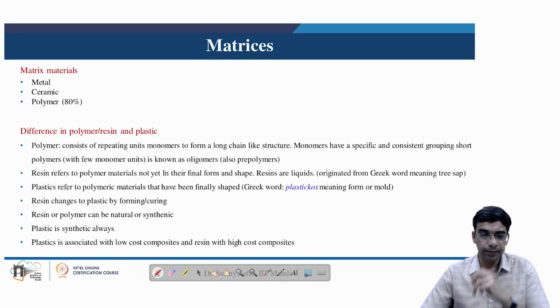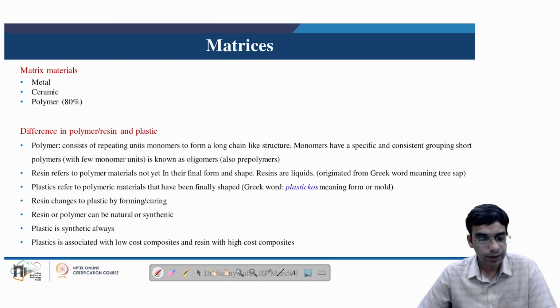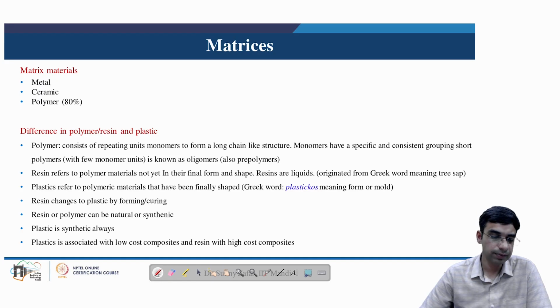So depending on the matrix, we can have metal, polymer, or ceramic. For most wind turbine based applications, it is the polymers which are used. So polymers, as we know, consist of repeating units of monomers, which form a long chain-like structure. And monomers have a specific and consistent grouping of short polymers known as the repeating units.